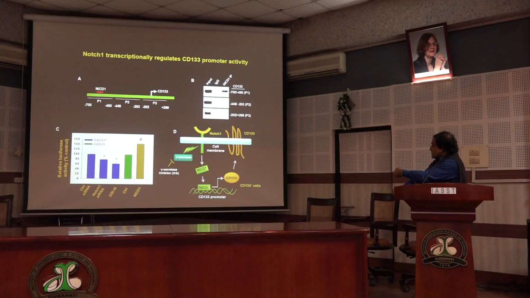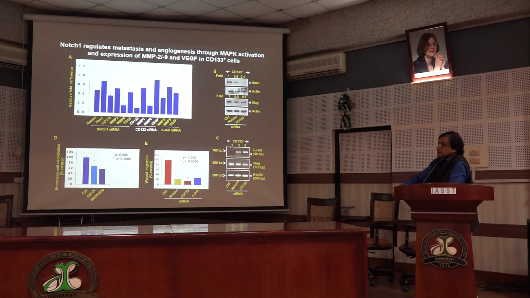So this is how the model works. NICD1 transcriptionally regulates CD133. So whatever microarray-related data we got, we had to validate this, particularly the angiogenesis and metastasis-related genes like VEGF, MMPs, MMP9, MMP2, etc. We validated by qPCR, real-time PCR, that is panel A, and we quantified and are representing it here.